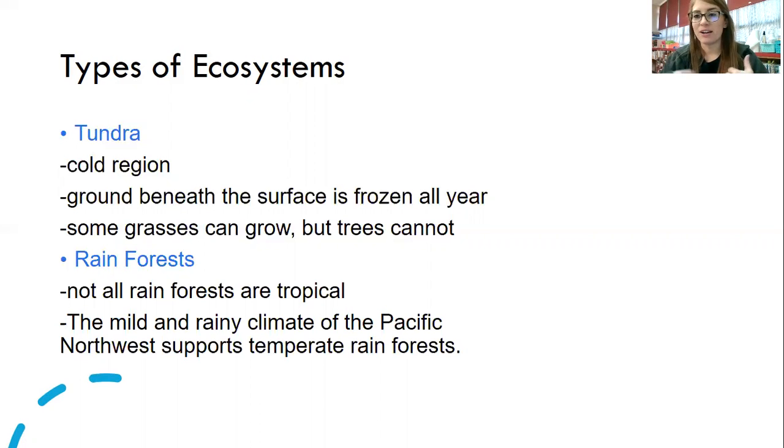Most rainforests are in South America and that area of the world, but not always, okay? Some of them have a more temperate climate and not tropical.